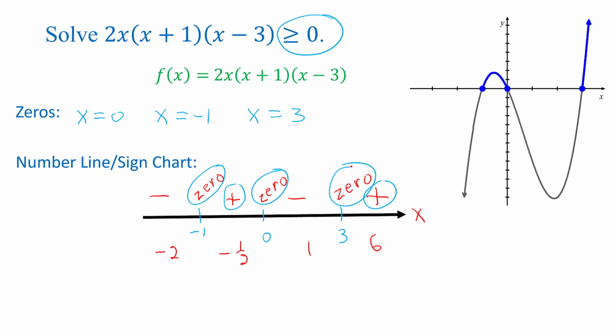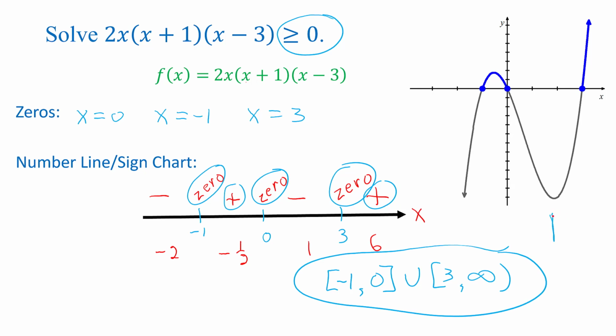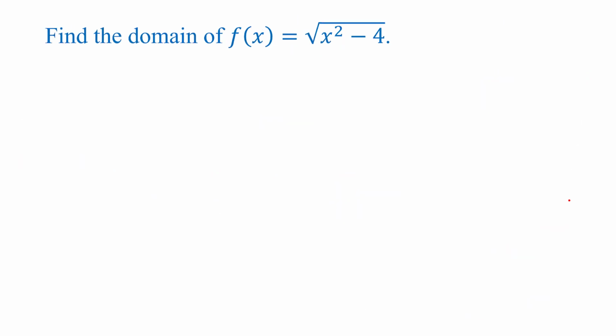So the final result, looking at my number line, going from left to right, I would go from negative 1 to 0, including both of those values, union 3, including 3, to positive infinity. And if you look at the graph here, we do have the same solution that we came up with through the graphing method.